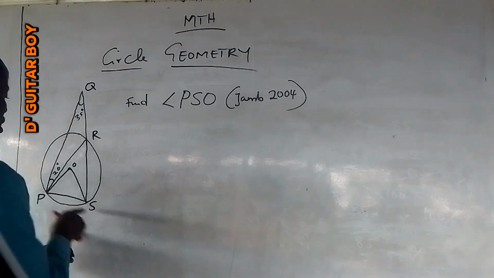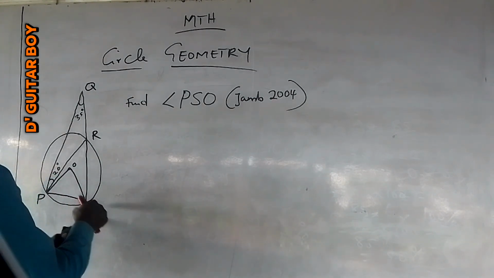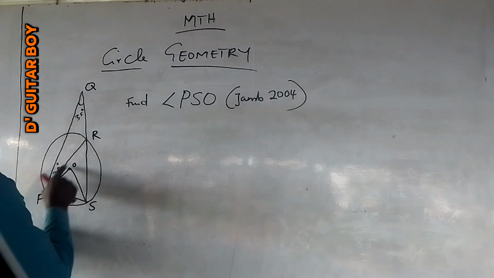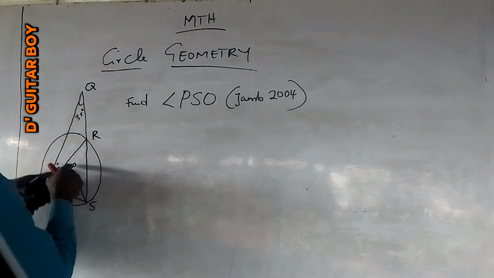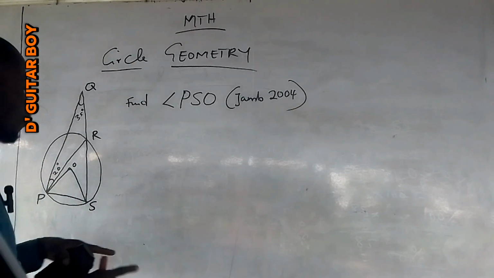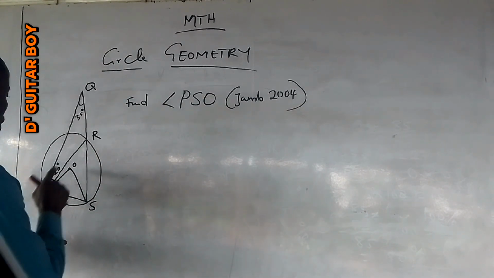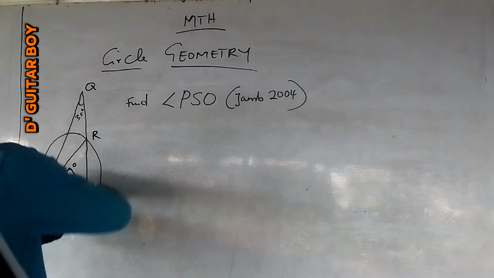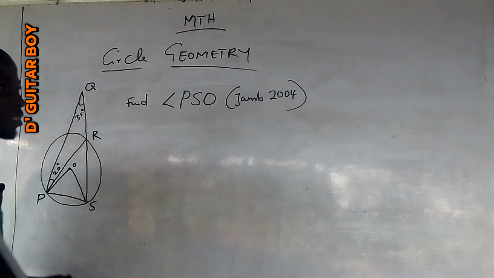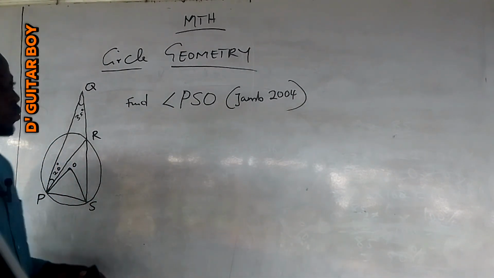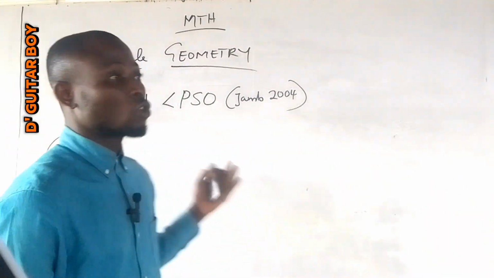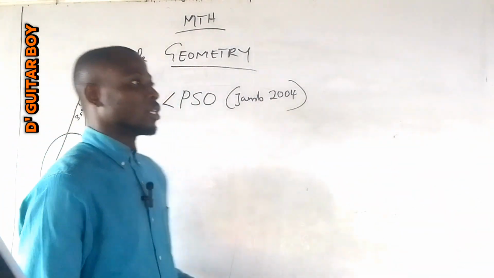PSO, which means this angle. If they had told you to look for POS, this is the angle, because O will not be at the middle. If they told you to look for OPS, this is the angle, P will not be at the center. So today we are going to look for this angle, and trust me, we are going to use different theorems to solve this particular example.